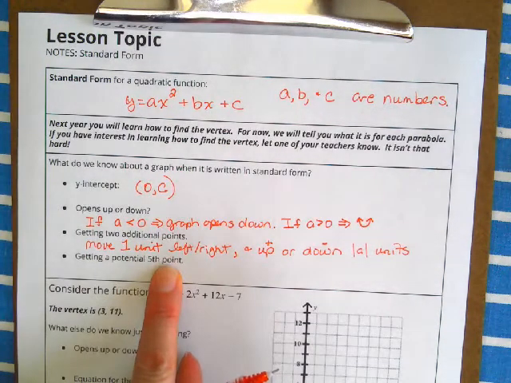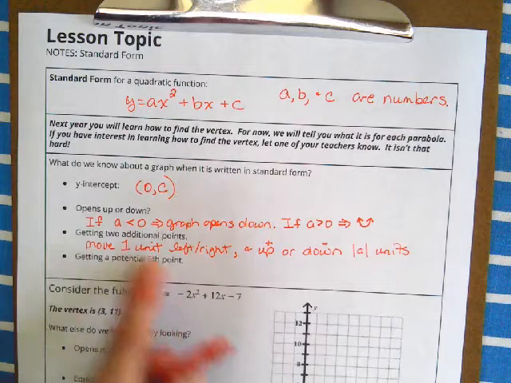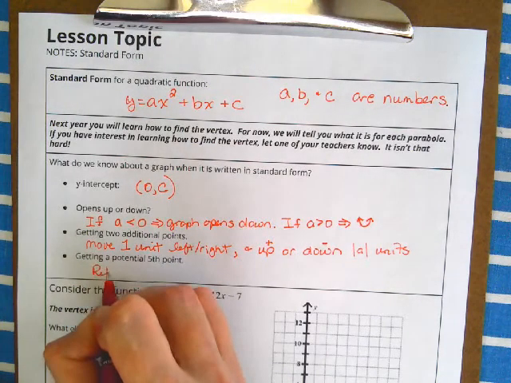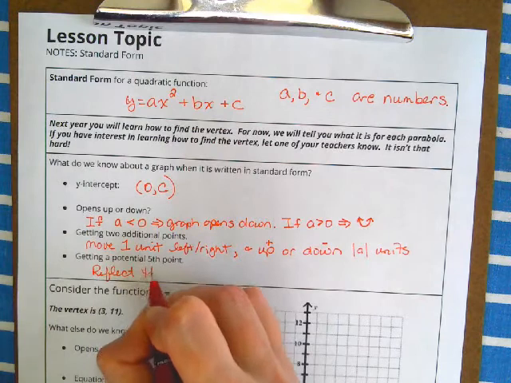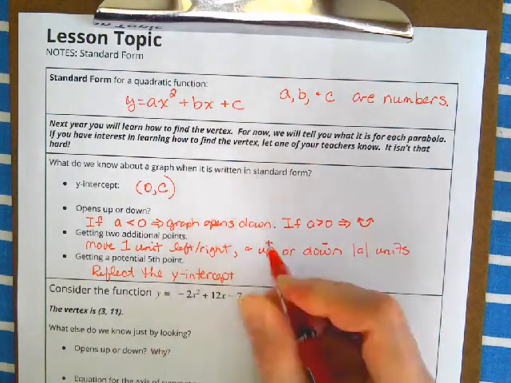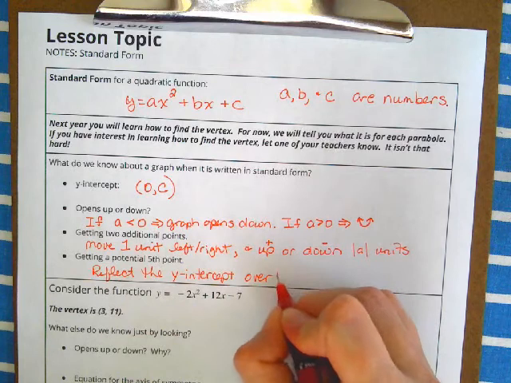And how do we get a potential 5th point? Well, you would have plotted the y-intercept. You can get a potential 5th point by reflecting the y-intercept over the axis of symmetry.